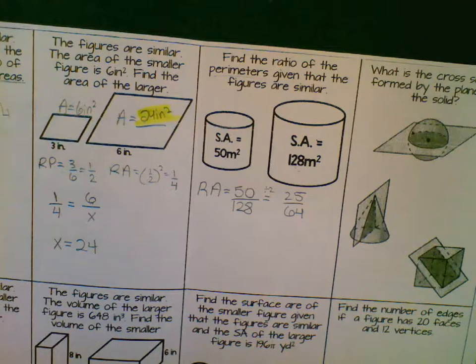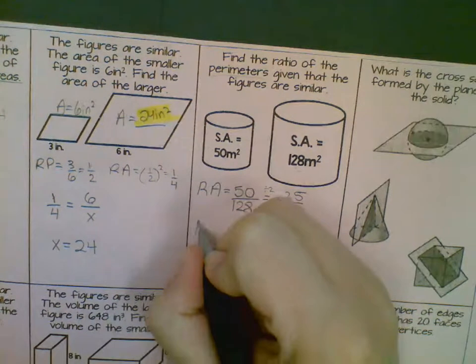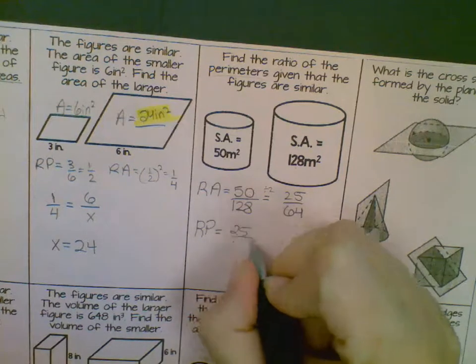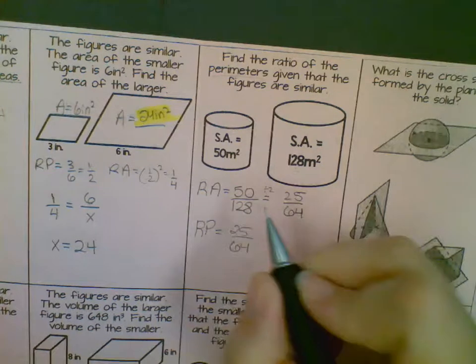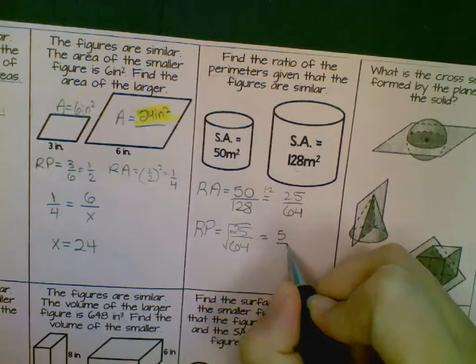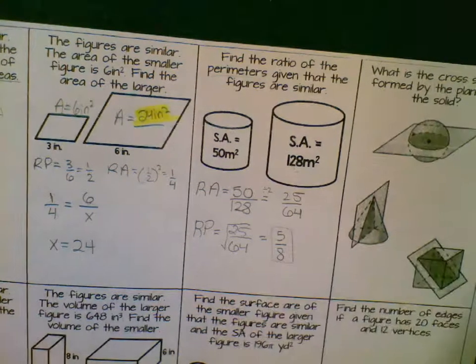But we want the ratio of their perimeters. So we're going backwards. Instead of raising it to the second power, what are we going to do to find the ratio of the perimeters? Good. The opposite of raising something to the second power would be taking the square root. So if we take the square root, we would have 5 over 8. So the ratio of their perimeters is 5 over 8.